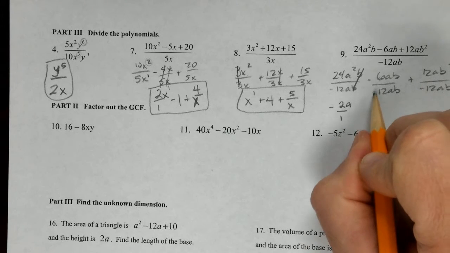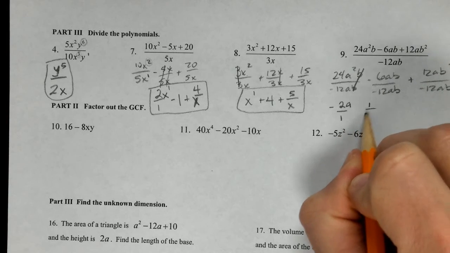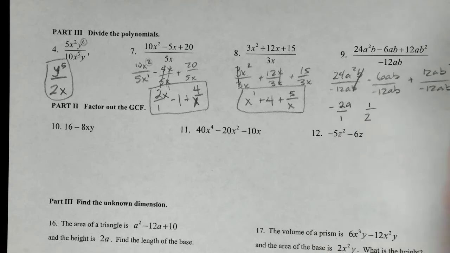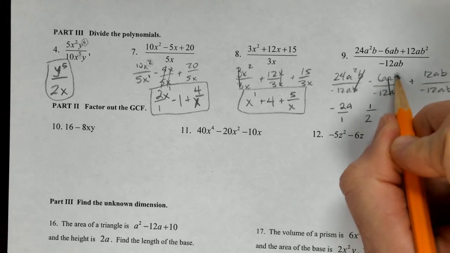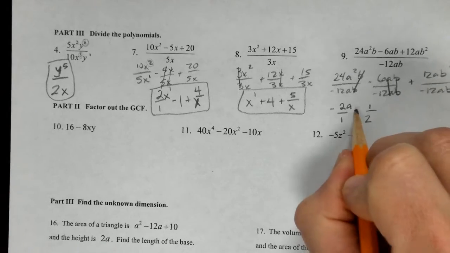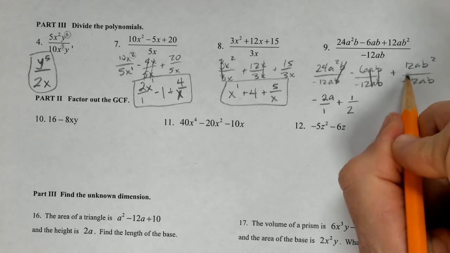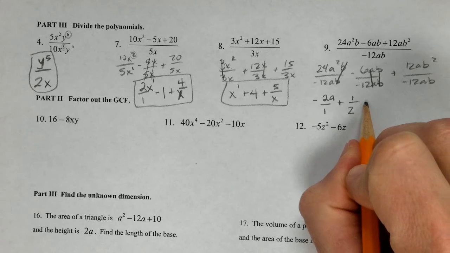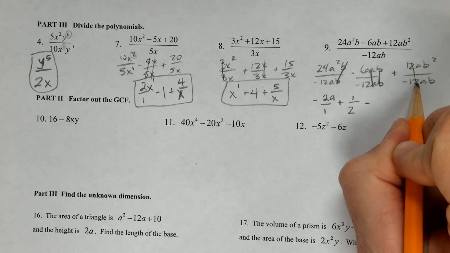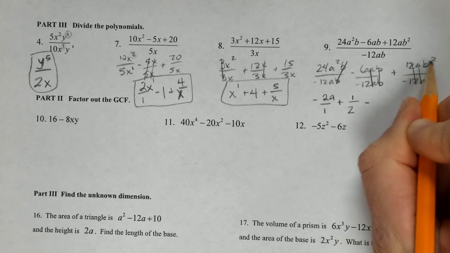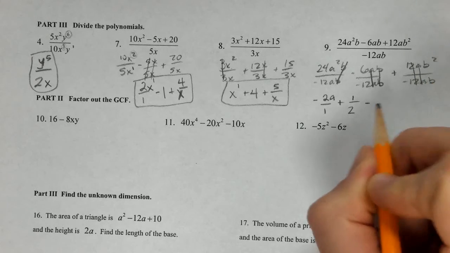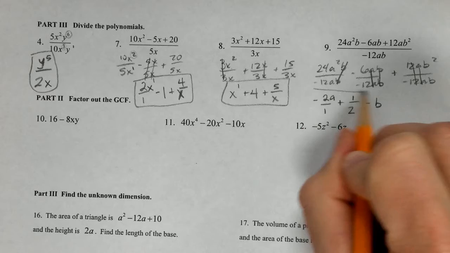Negative 6 divided by negative 12 is a positive 1/2, because negative divided by negative is a positive. A's cancel, B's cancel, so positive 1/2. And then you've got minus, because 12 divided by negative 12 is a negative 1, so minus. That cancels, and then b squared divided by b is b to the first, so minus b.